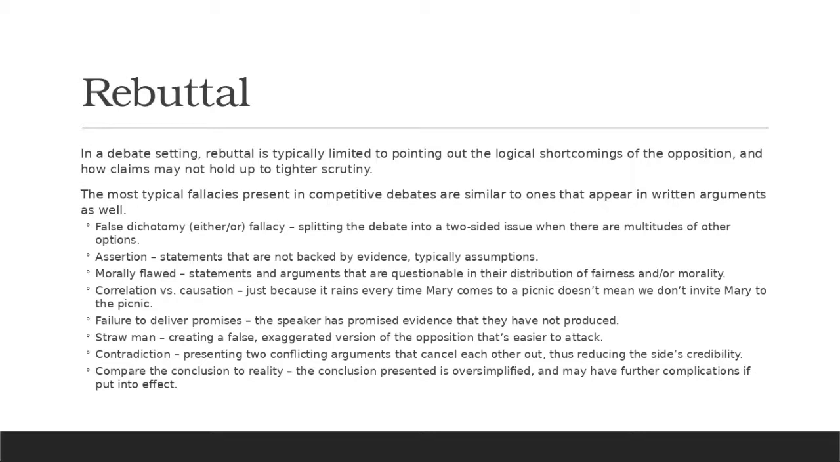Failure to deliver promises. Speaker has promised evidence that they have not produced. Straw man, creating a false, exaggerated version of the opposition that's easier to attack. Contradiction, presenting two conflicting arguments that cancel each other out, thus reducing the side's credibility. Something that you really have to watch out for yourself. And then compare the conclusion to reality. The conclusion presented is oversimplified and may have further complications if put into effect.